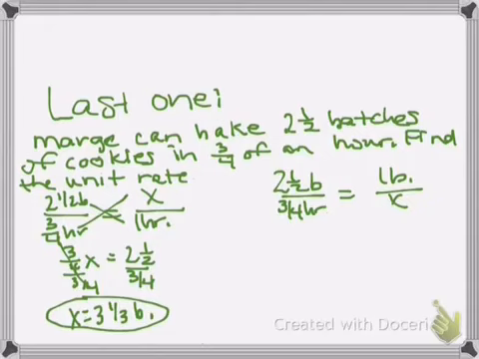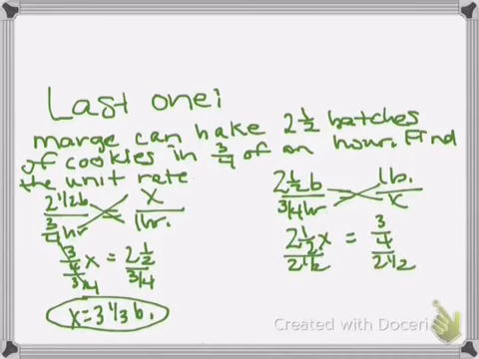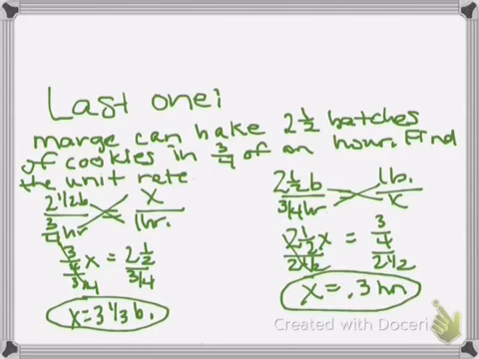Now for the second one, I'm going to find out how many hours to bake one batch. So cross multiply 2.5 x equals 3/4, divide by 2.5, and the final answer is going to be 3/10 of an hour to bake one batch.